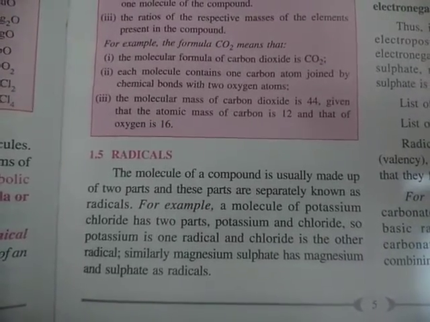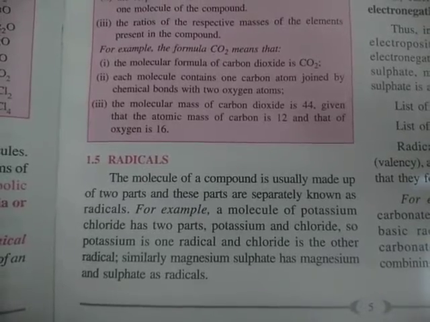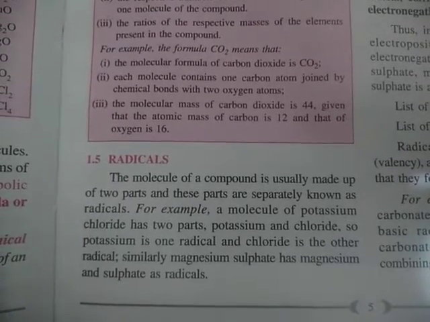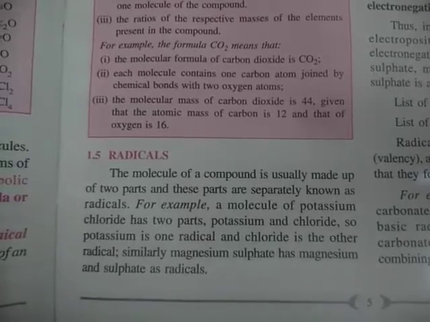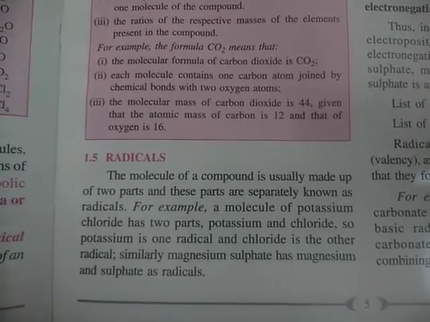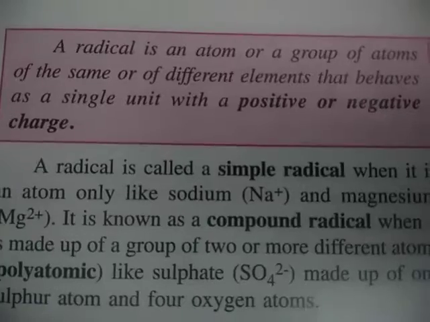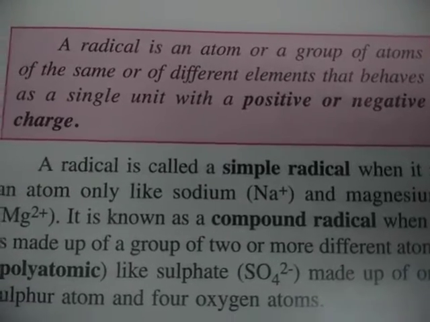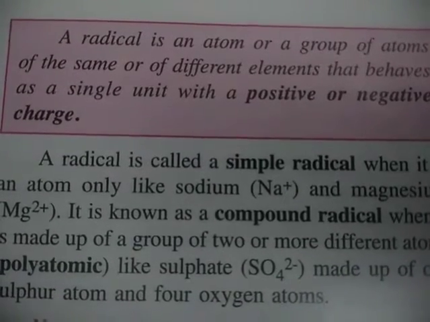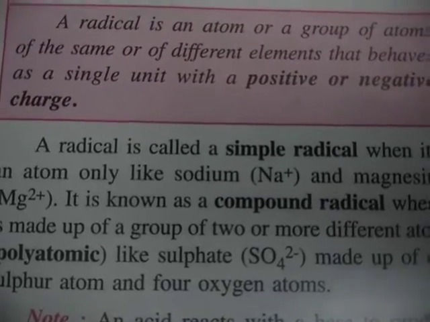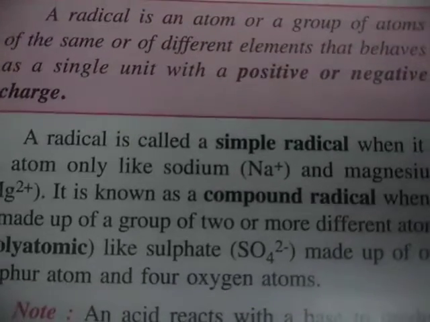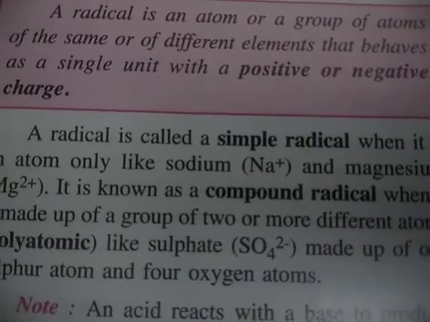This is chapter number 1, page number 5, radicals. In the last video, we discussed up to variable valency. Now the radicals topic is there. So what are radicals? A radical is either an atom or a group of atoms which acts as a single unit, and it has some charge, either negative or positive.